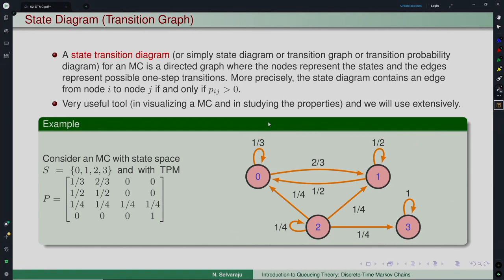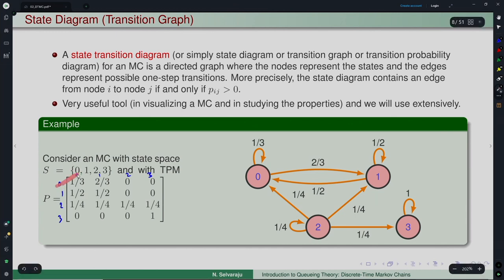Now let us see for this particular example how we are getting it here. So, you have now states 0, 1, 2, 3. If I take this, then this is its transition probability matrix. So, this 1 by 3 means this is P00. There are 4 states, 0, 1, 2 and 3, which are all the nodes in this graph. It is a directed graph that you are having here.